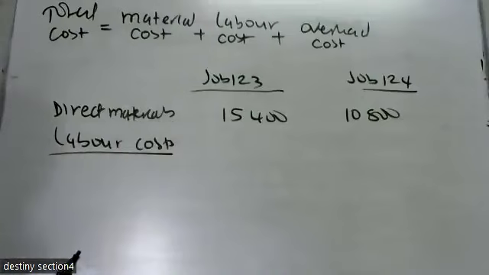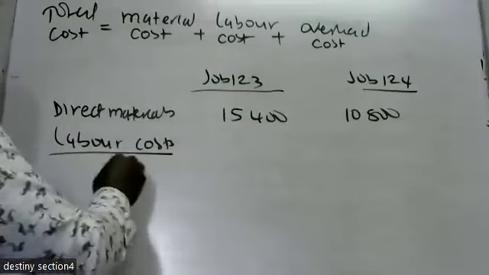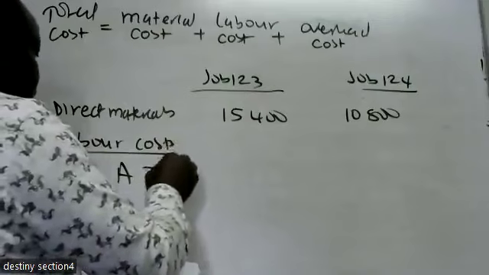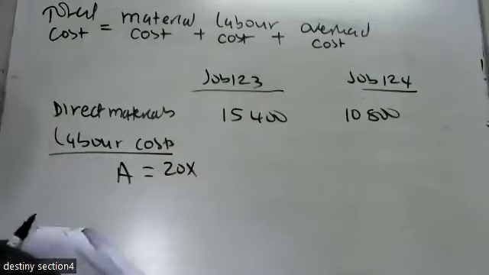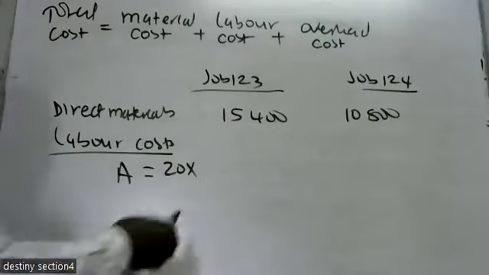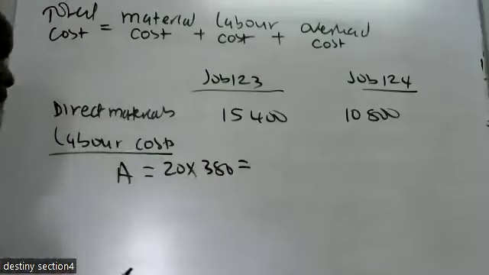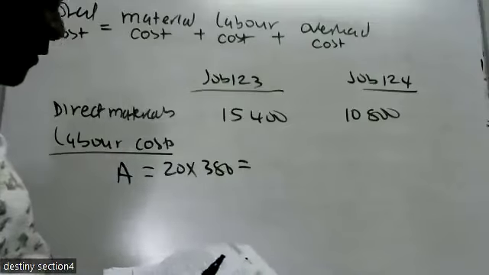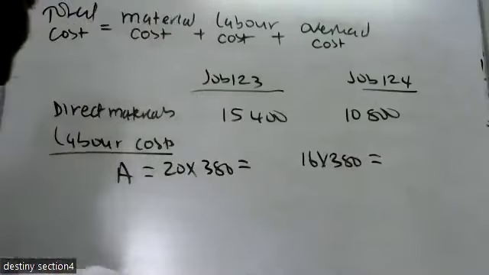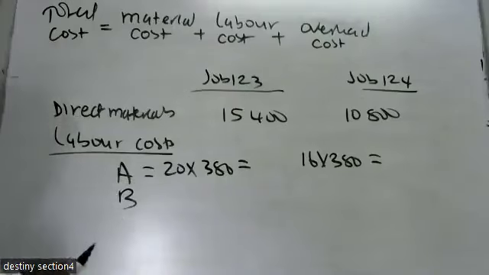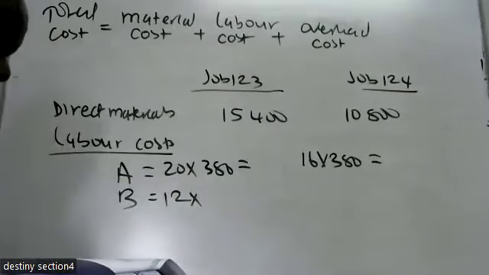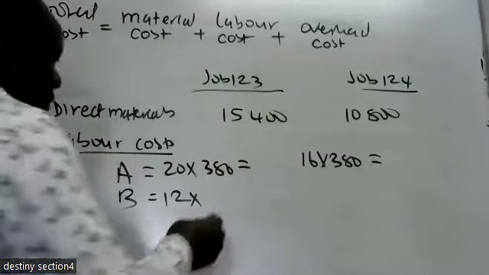So for the labor cost, we start with department A. Department A has 20 hours per job. When you check the other side, they give you the number of hours. So this one is 16 hours. Then B, you have 12 hours. This one is a much greater value.